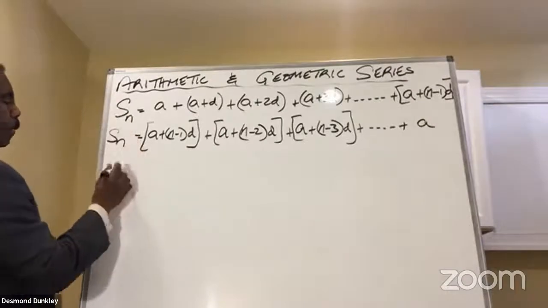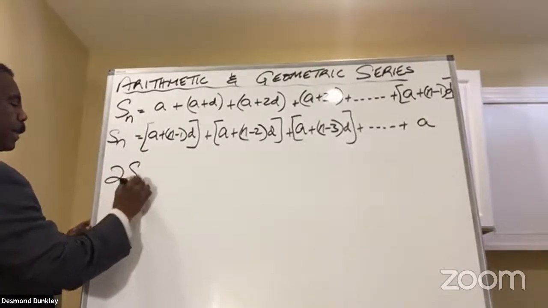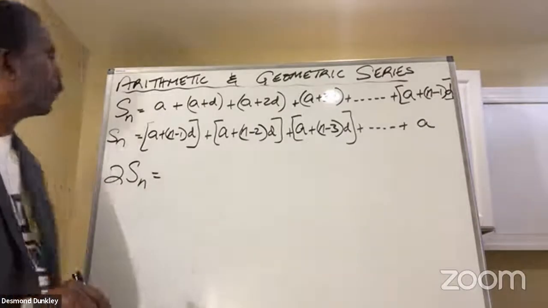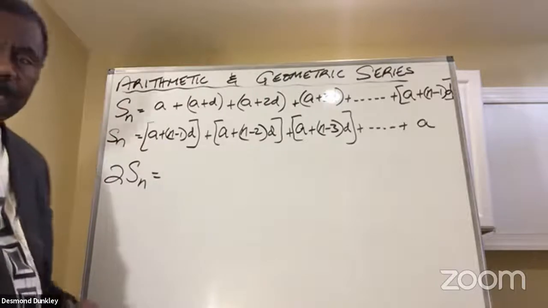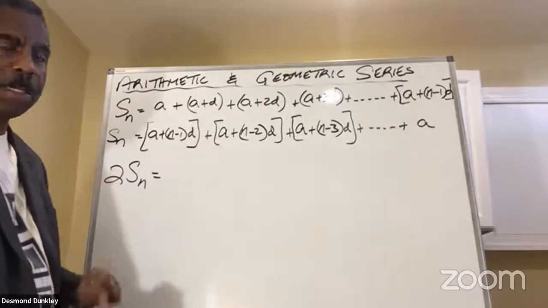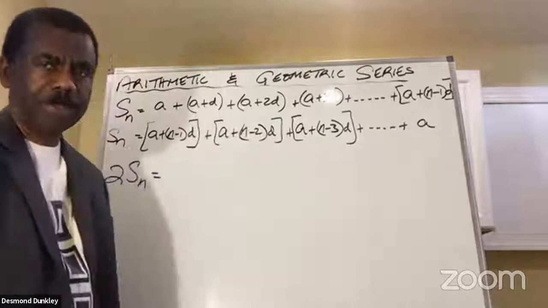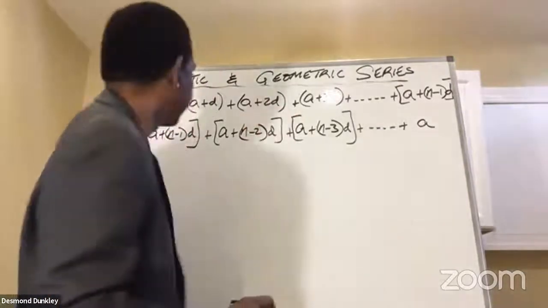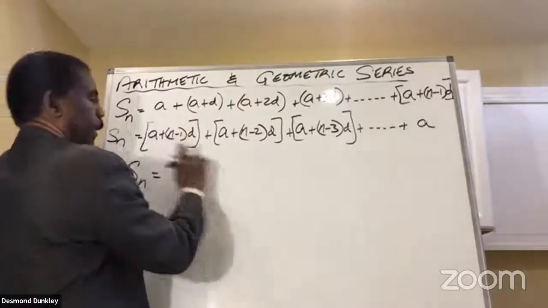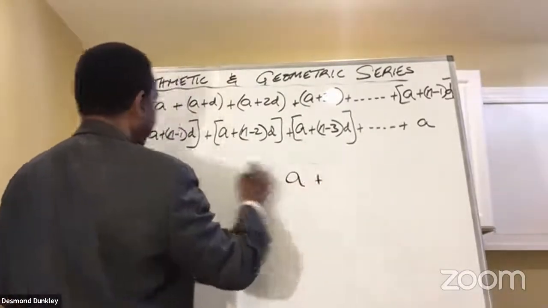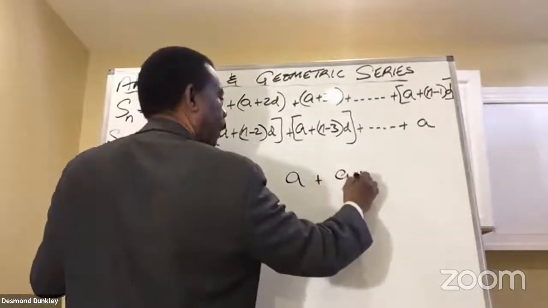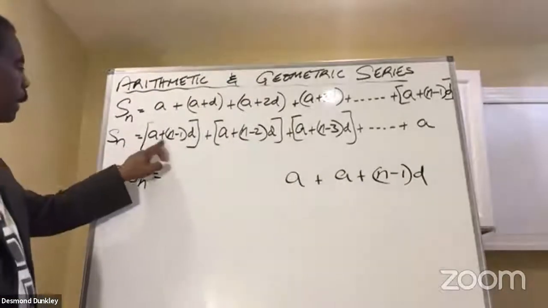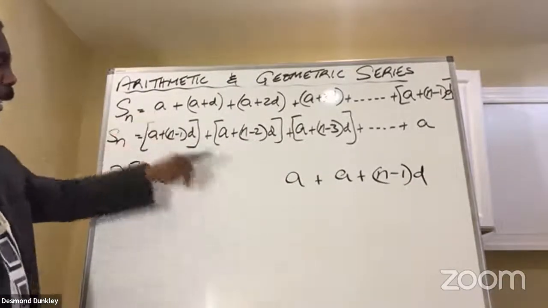When we add these two terms together, we get 2 times s of n. What is that going to be equal to? I will prove to you that this plus this is the same as this plus this is the same as this plus this. I'll prove it. Okay? So let's do a sidebar and see what happens. So the first, this plus this is going to be a plus n minus 1 times d. This is a plus n minus 1 times d plus a.